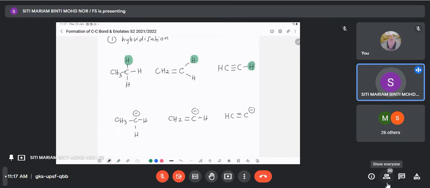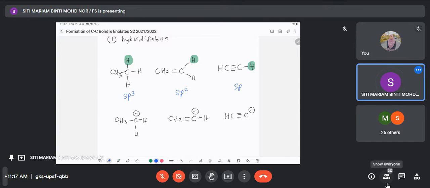Whatever it is, in the left structure your proton is bonded to this carbon, which has all single bonds, so of course the hybridization is sp3. In the middle structure, the proton is bonded to this carbon, you see my cursor, which has a double bond, so this is sp2 hybridized. In the last structure, your proton is bonded to this carbon, which has a triple bond, so this one is sp.